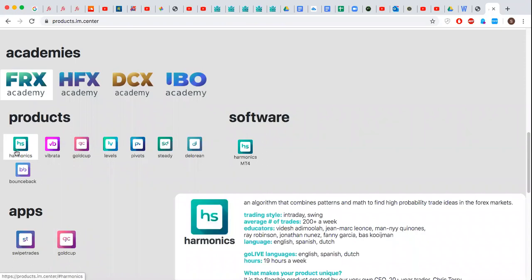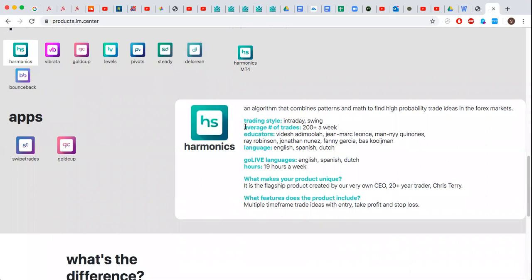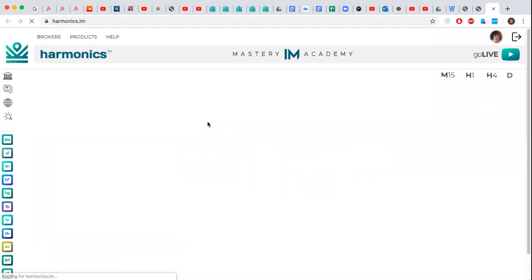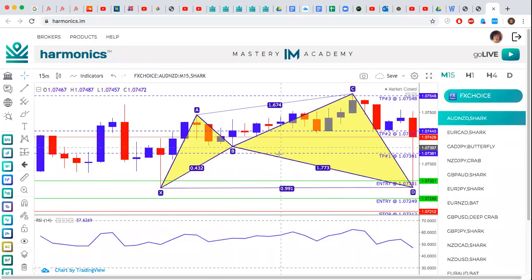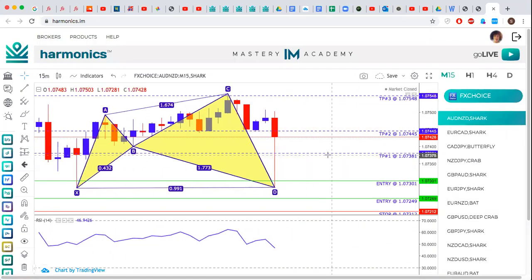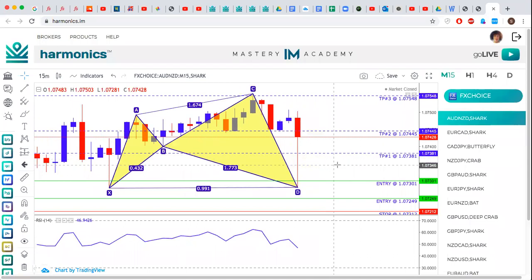You see the first thing is Harmonics, and right here it even shows you the trading style, the average of trades, and which educator is doing it. Pretty cool. So you just literally click on that symbol, and it opens it up. All right, so this is basically what you get when you log in. And I know if you just start, it's probably going to look confusing.